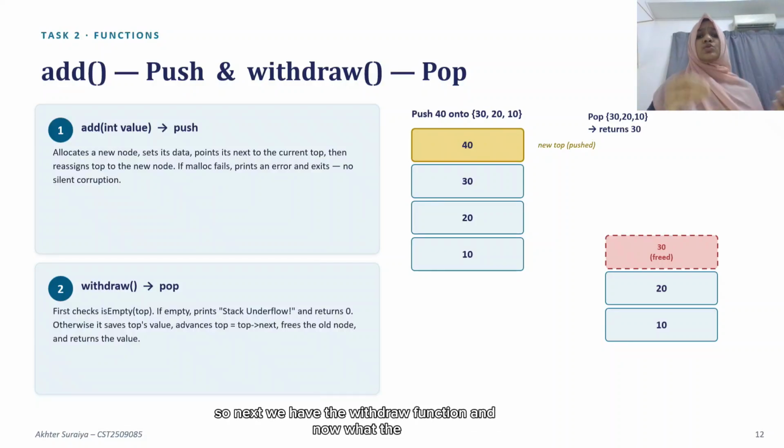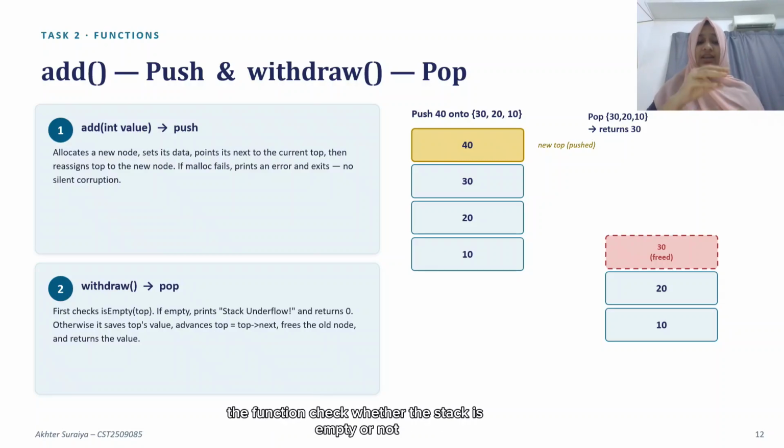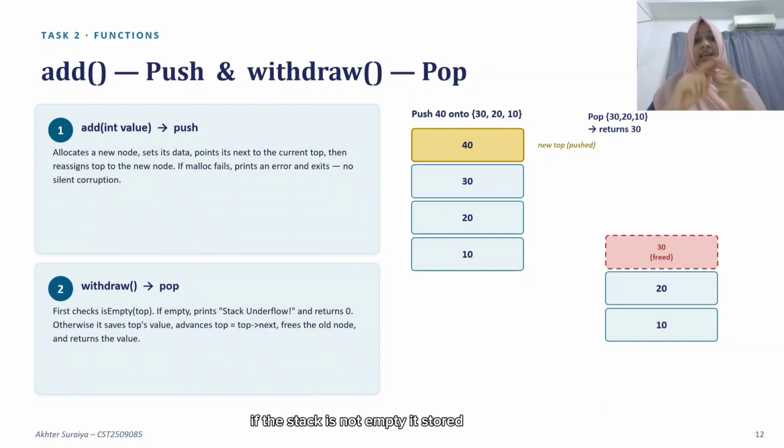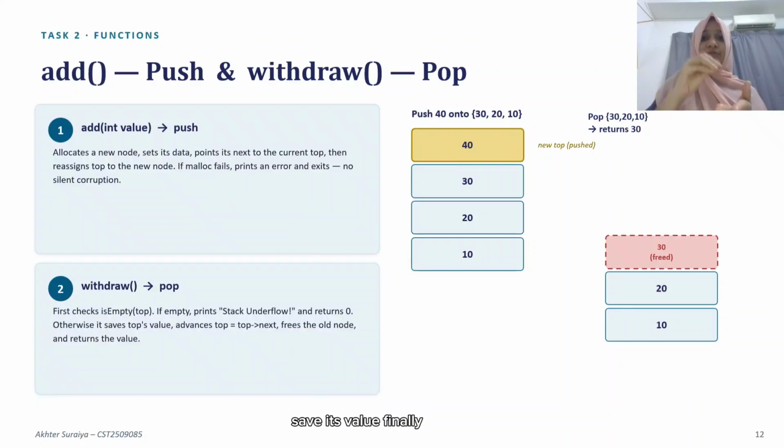Next we have the withdraw function. What is the task of the withdraw function? This function performs the pop operation, which removes the current top value. Before removing anything, the function checks whether the stack is empty or not. If the stack is not empty, it stores the current top node in a temporary pointer and also saves its value. Finally, the old top node is released by using the free function.